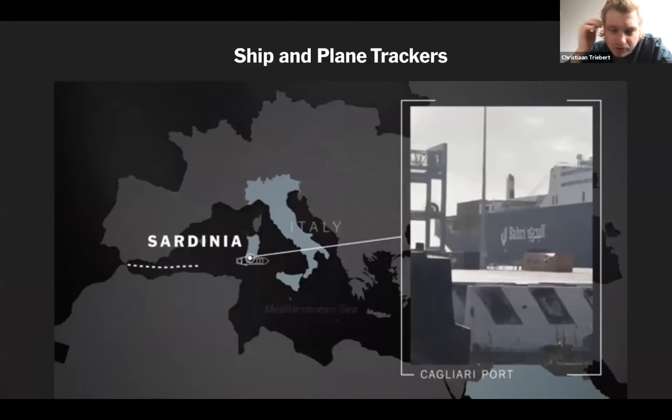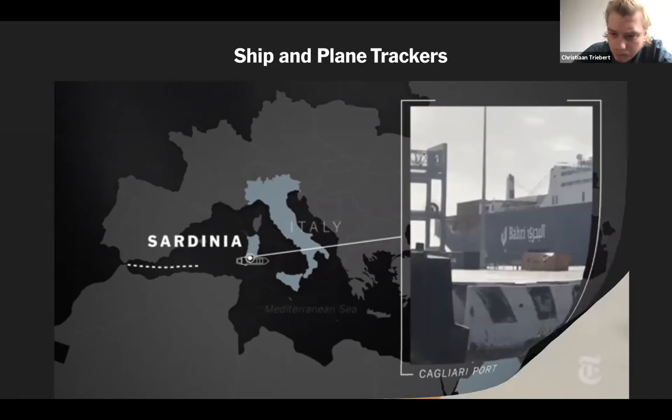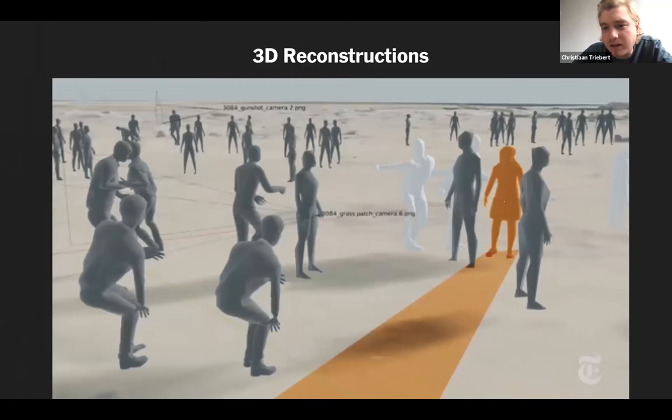Ship and plane trackers. This is an investigation into Italian bombs being shipped to Saudi Arabia and then eventually being used in Yemen. If you're interested in that, definitely check it out. It explains the methodology. It's in a video format. We use 3D reconstructions as well, often working with the group Forensic Architecture based at Goldsmiths University in London.